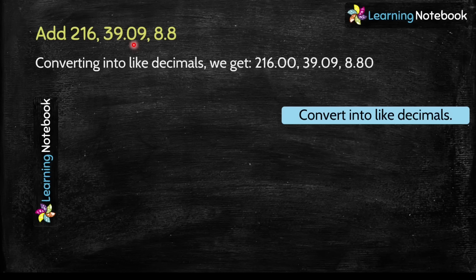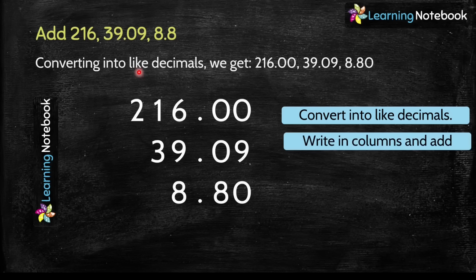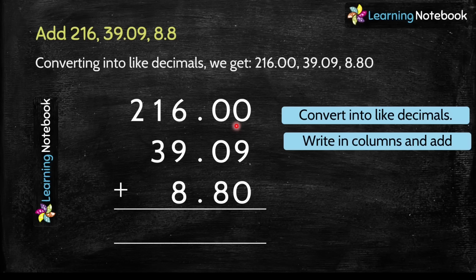Now let's move to step 2, where we will write each of the given decimal numbers in columns as shown here. And we will make sure that the decimal points are below each other. In step 3, we will start adding them, and we will first add the decimal part. So 0 plus 9 plus 0 equals to 9. Next, 0 plus 0 plus 8 equals to 8. Then put a decimal point in the answer.